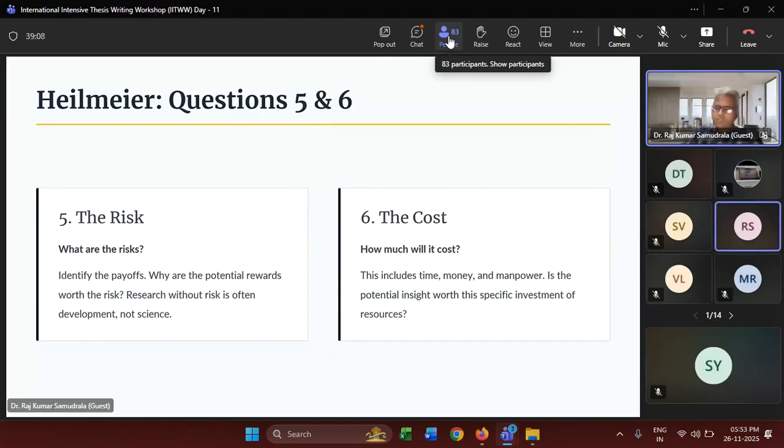And the cost, how much will it cost to complete the task? This includes time, money, and manpower. Is the potential insight worth the specific investment of resources? Whatever the problem, whatever the idea we are executing, it includes time, money, and manpower.